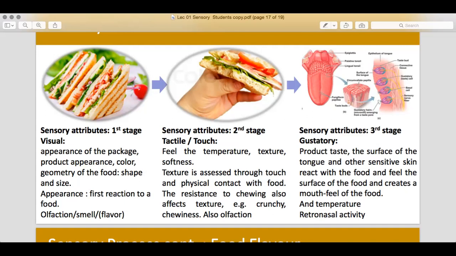Now the second stage, it is in your hand, and you are going to take it inside the mouth, right? When we take it inside the mouth, can you remember the lips and mouth surface, the oral cavity, and the tongue. As a result of those things, you can feel the temperature, its texture, and softness, whether it is a soft one or a hard one. So what areas do we need to work in the mouth? All these things we can determine.